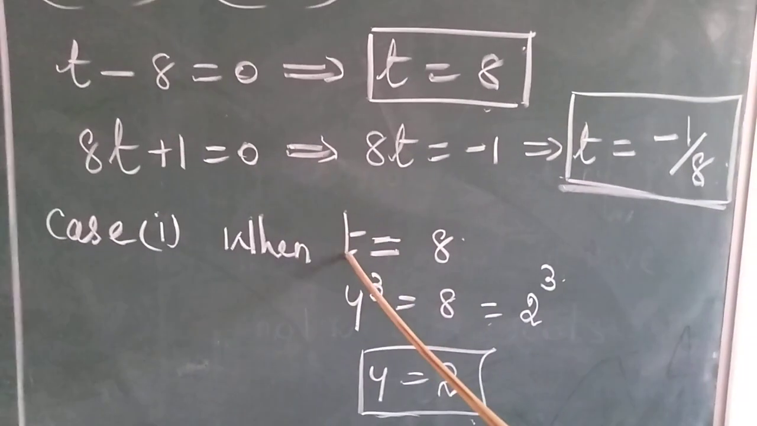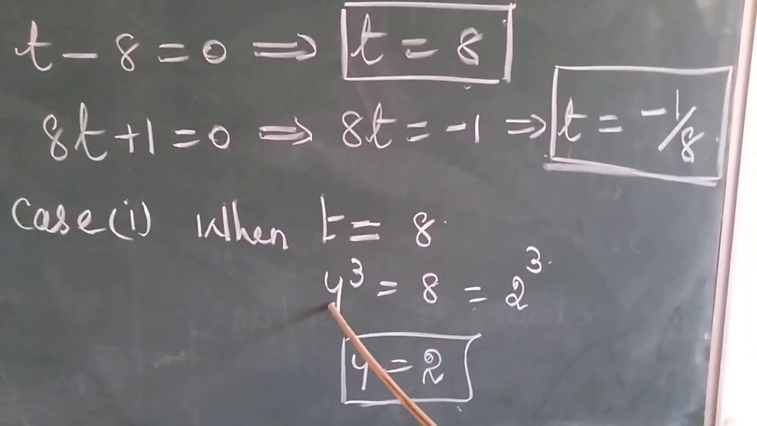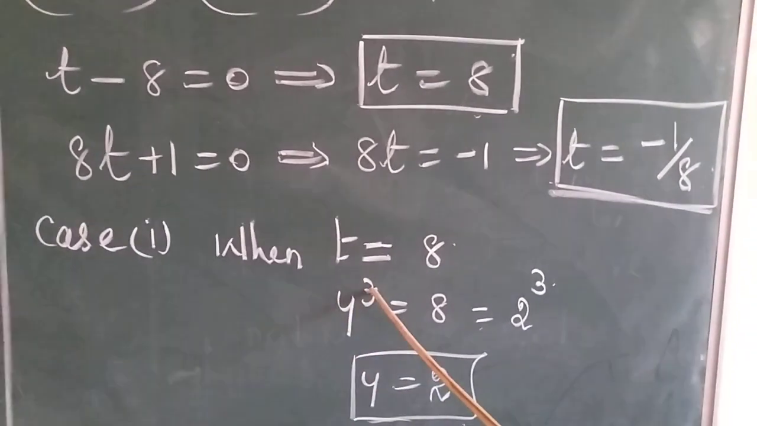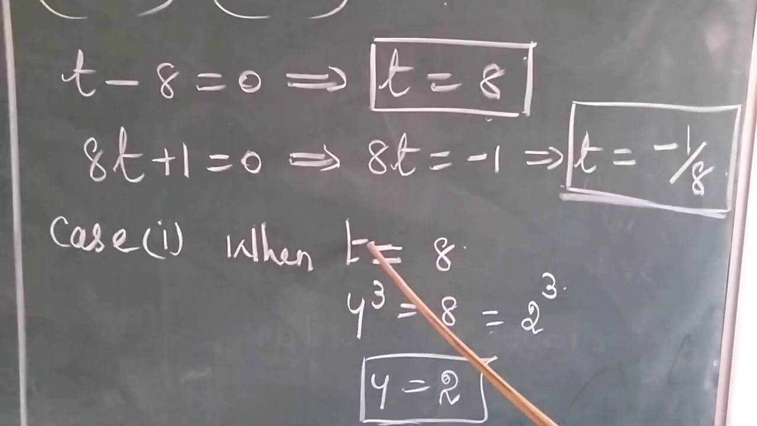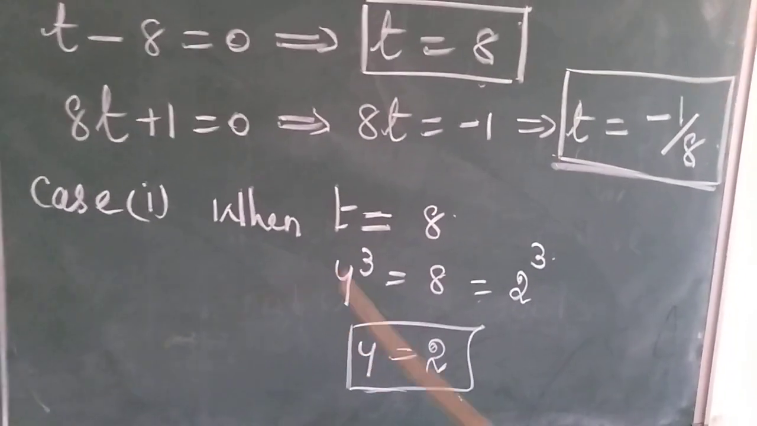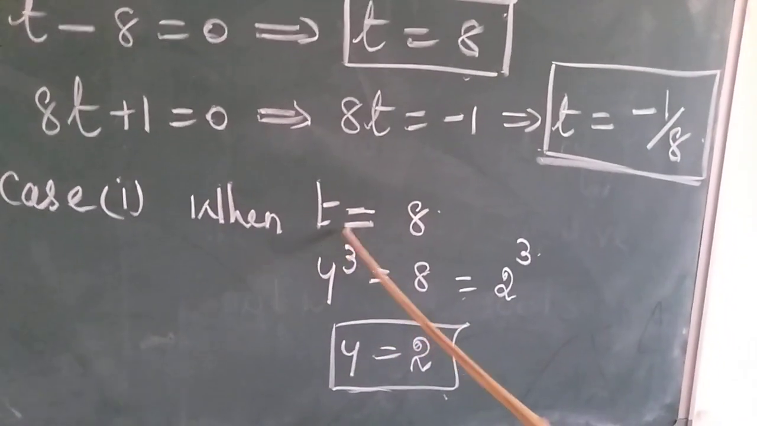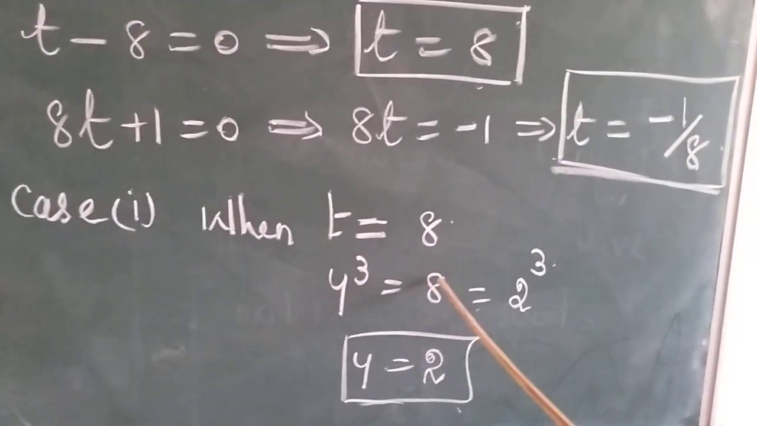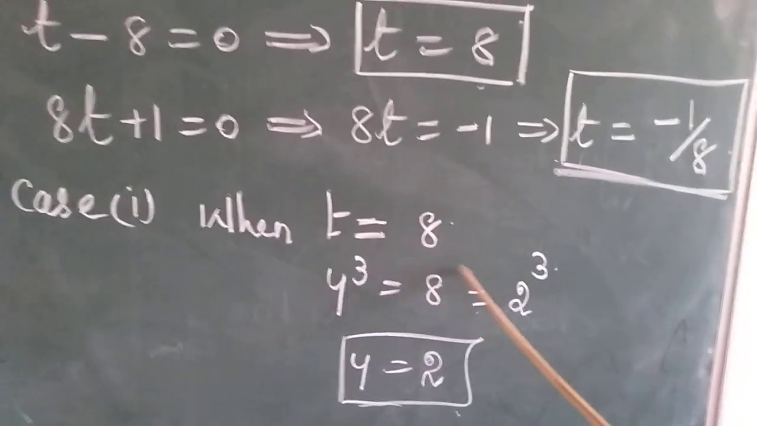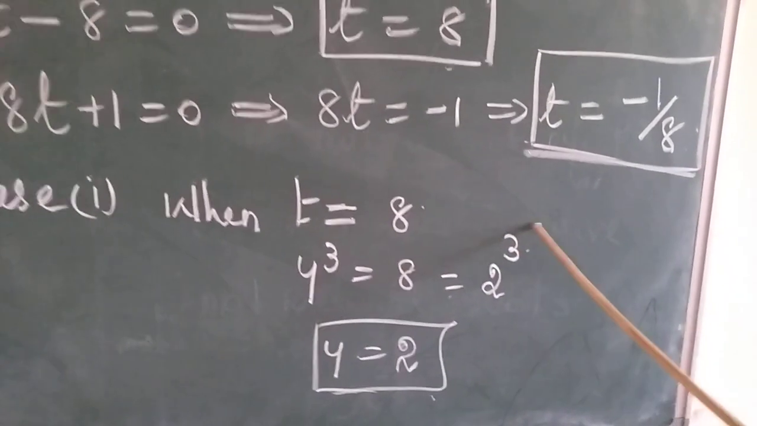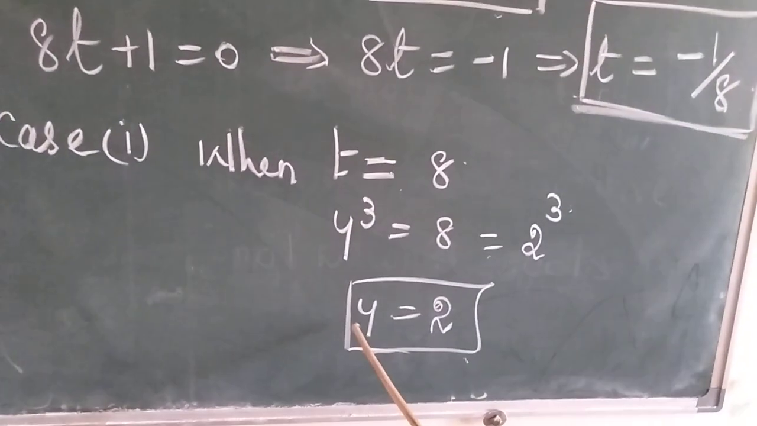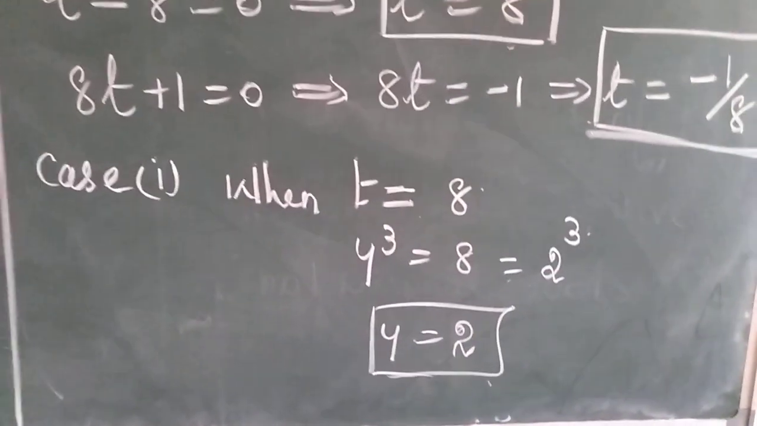Now in the place of t, we are going to replace y cube, because we had taken y cube in the place of t. If you substitute y cube, that is equal to 8, and since this is in cube form, this 8 also we can write in cube form, that is 2 cube. Now this 3 and 3 will be cancelled. The remaining will be y is equal to 2.